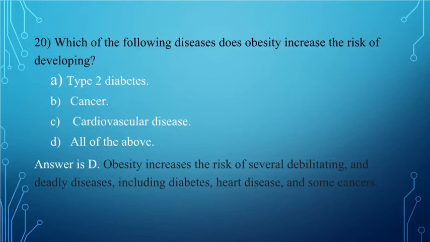20. Which of the following diseases does obesity increase the risk of developing? A. Type 2 diabetes. B. Cancer. C. Cardiovascular disease. D. All of the above. Answer is D. Obesity increases the risk of several debilitating and deadly diseases, including diabetes, heart disease, and some cancers.